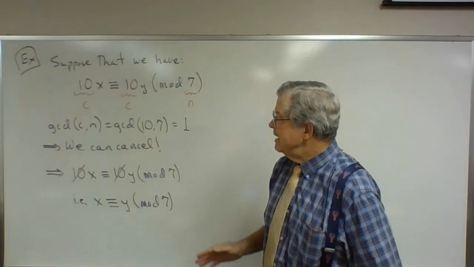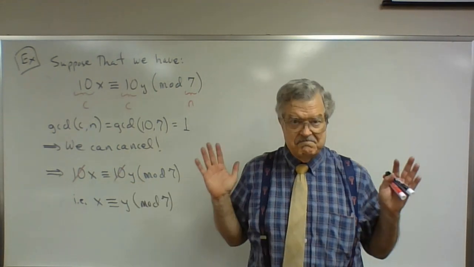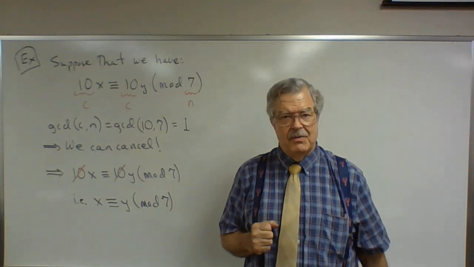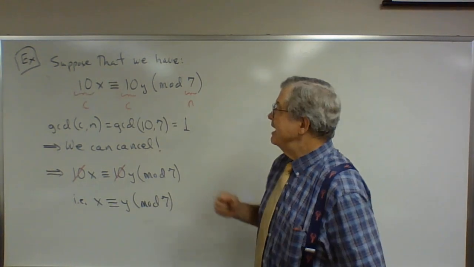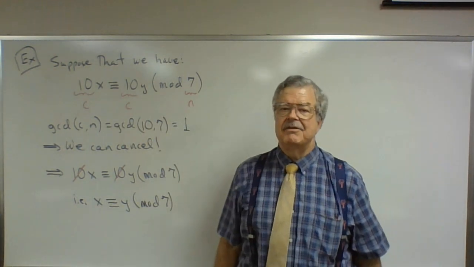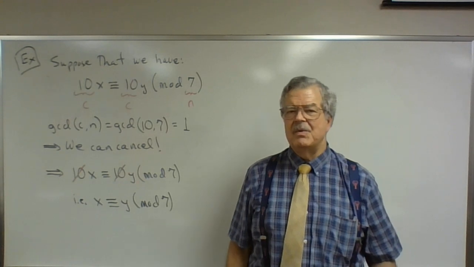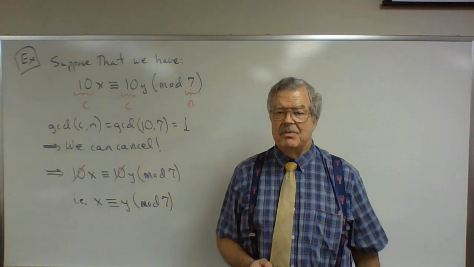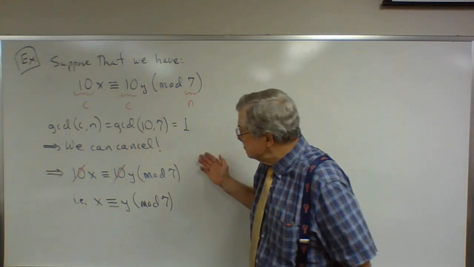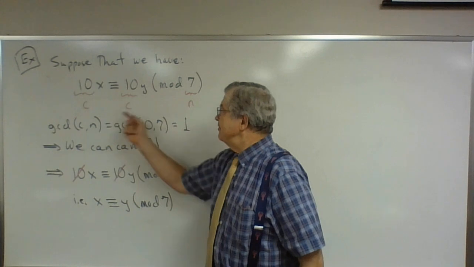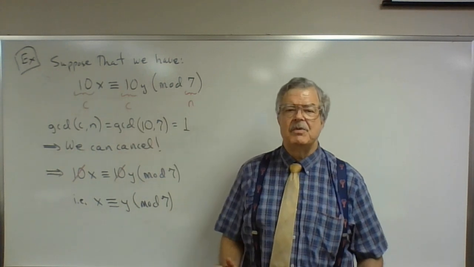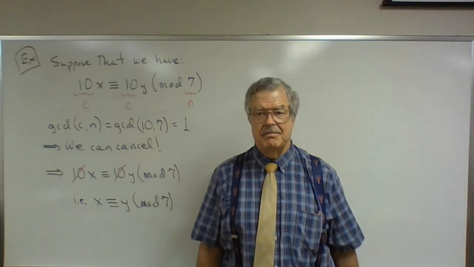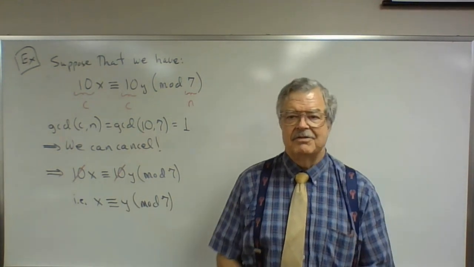Occasionally, we may be able to cancel the C's and come up with the right answer, but more often than not, we won't. And if C and N are not relatively prime, there's really no way of telling when it's going to work and when it's not going to work. So the conventional wisdom is, if these things are not relatively prime, we don't cancel, because more often than not, what we get is going to be wrong. Let's look at some more stuff.